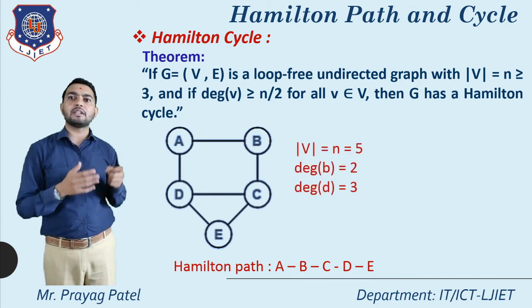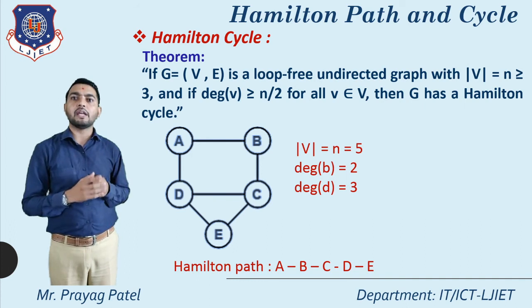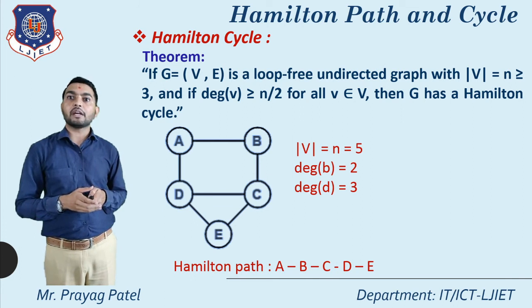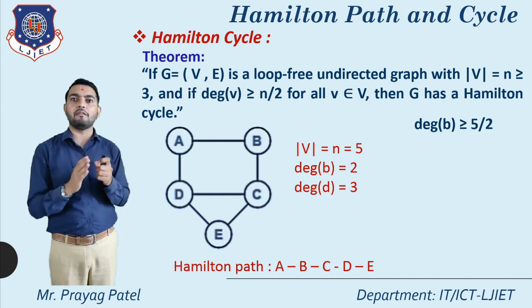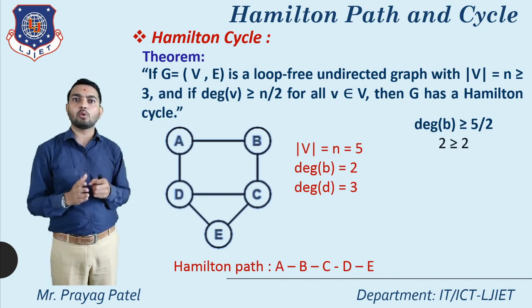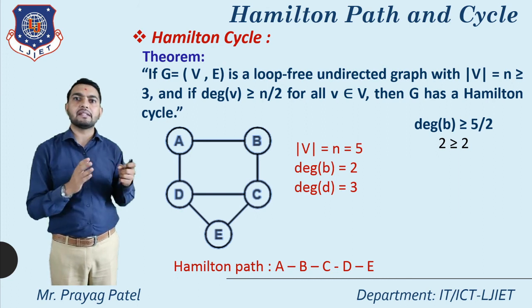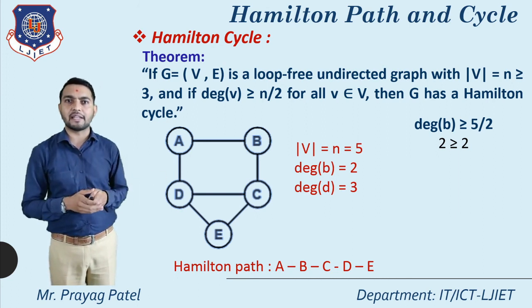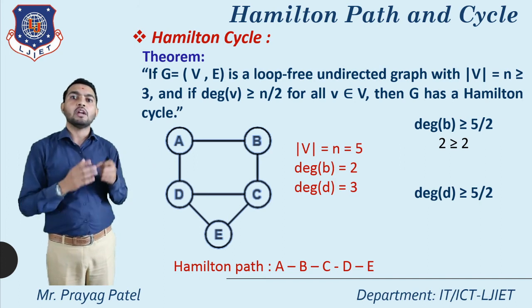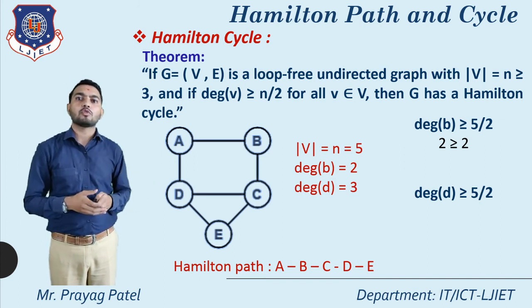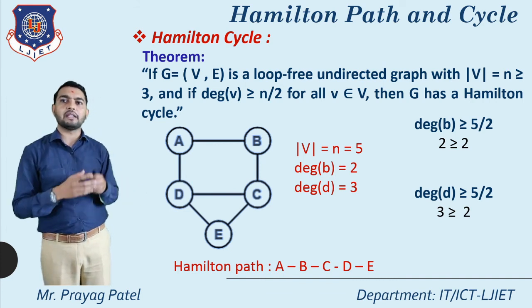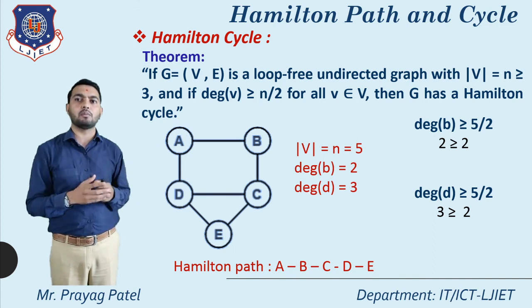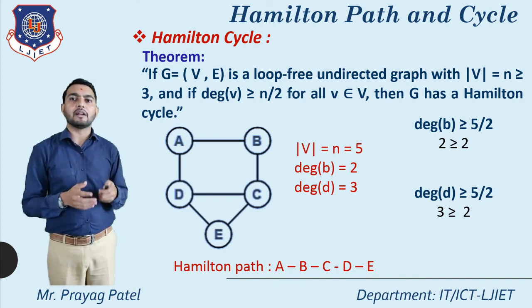Now for this theorem, consider |V| equal to n equal to 5, degree of B equal to 2, degree of D equal to 3. Now here consider the degree of v greater or equal to n by 2. So for the node B we check this condition. So degree of B equal to 2 greater or equal to 5 by 2, which means 2. So 2 greater or equal to 2, condition is satisfied. Now after that, for D also, degree of D greater or equal to 5 by 2. So here degree of D equal to 3. So 3 greater or equal to 2. This condition is also satisfied. That means we can say that this theorem is satisfied for the Hamilton cycle.